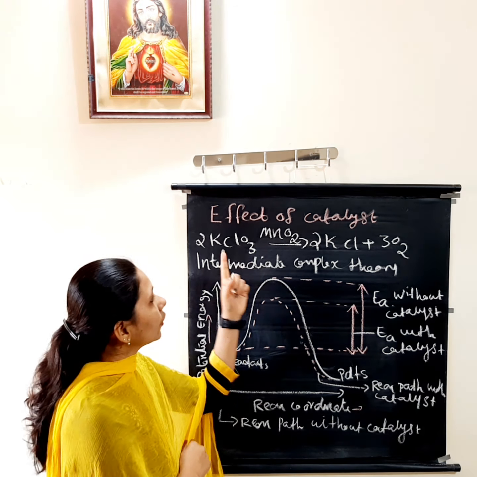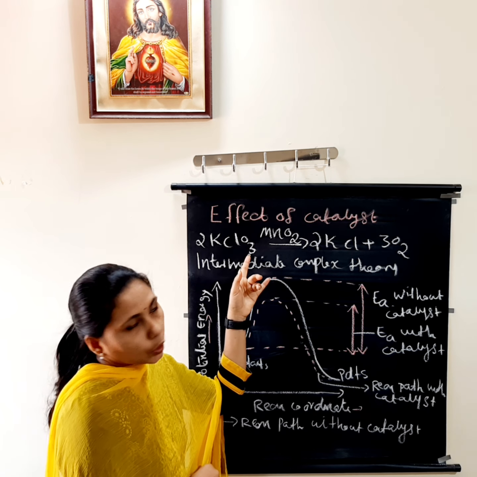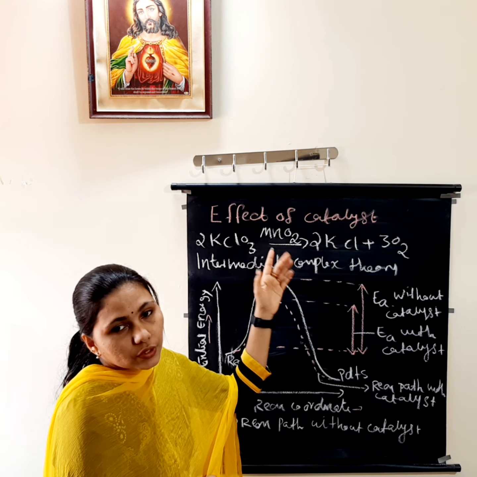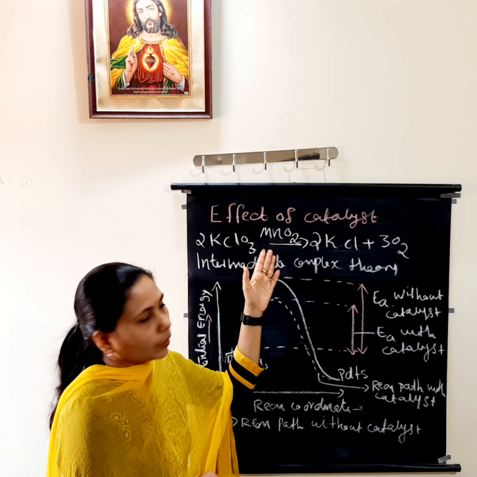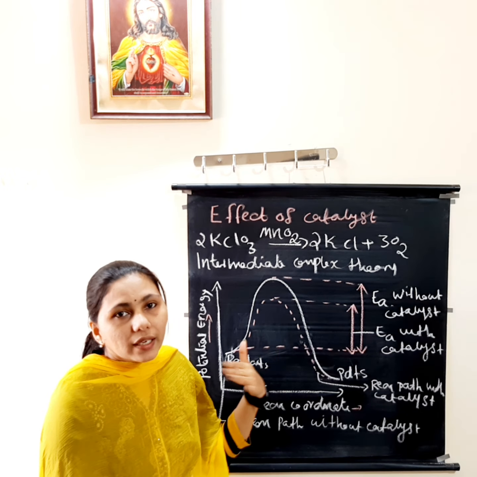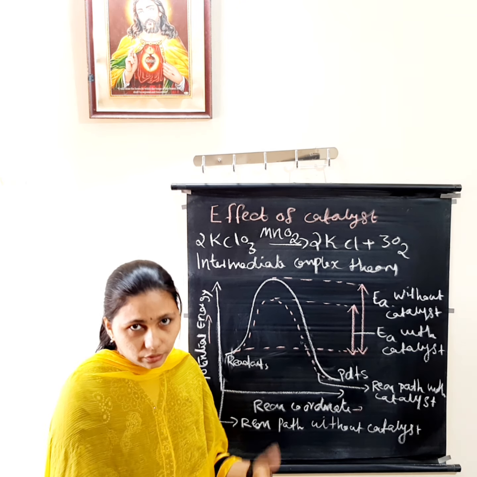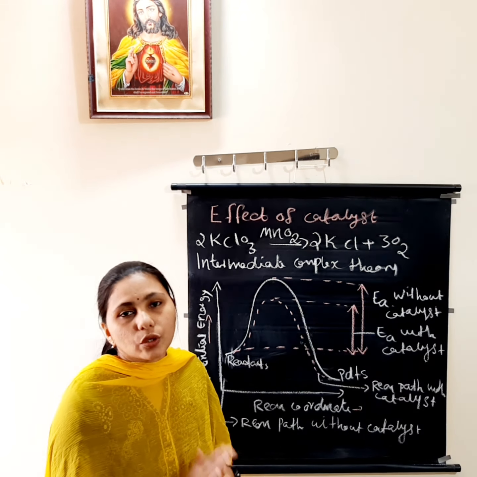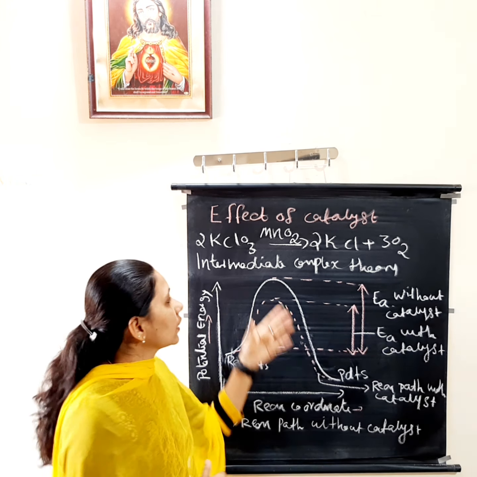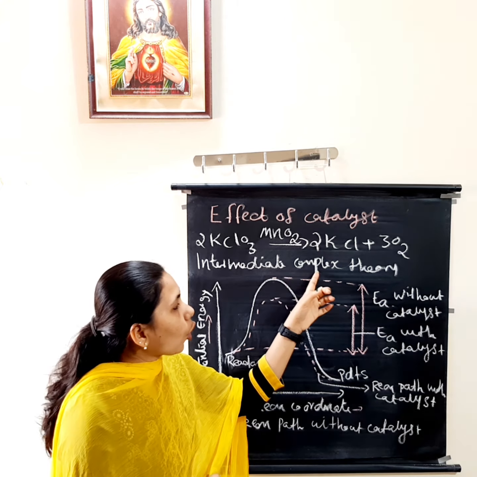Clear? Here you can see in this reaction, KClO3, potassium chlorate, MnO2 is used as which one? The catalyst. Okay, so this MnO2 will alter the rate of a reaction. Clear? So the influence of a catalyst on the rate of a reaction is explained using a theory that is given here. Intermediate complex theory.